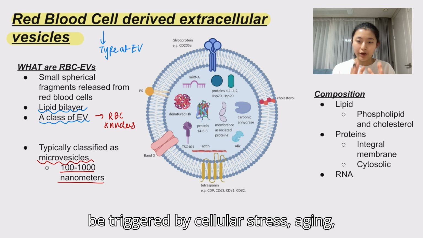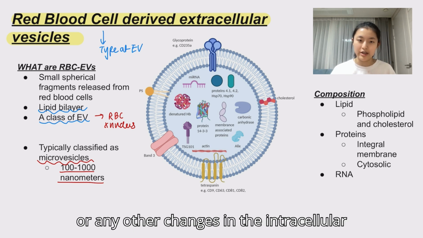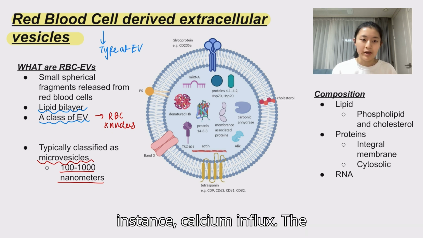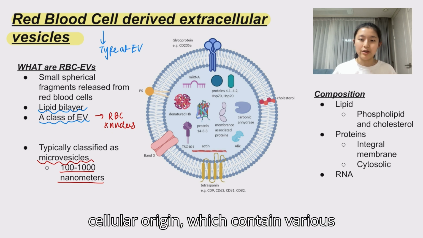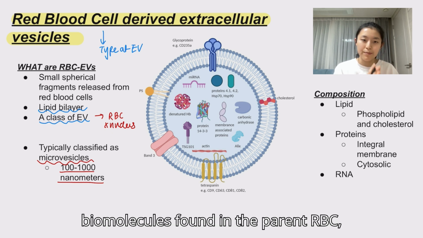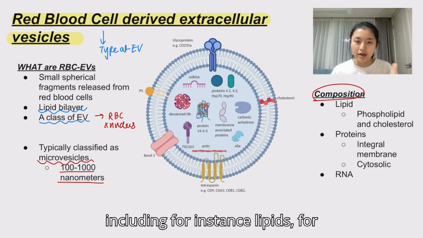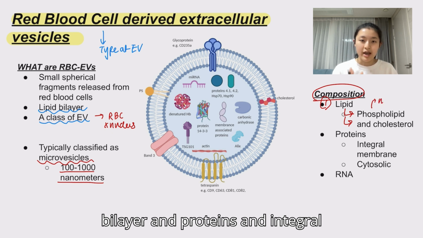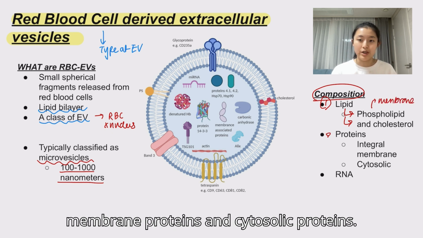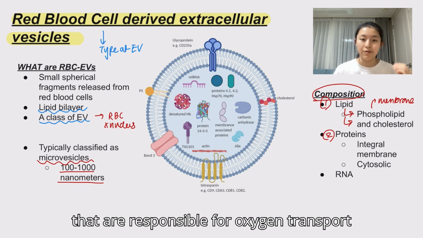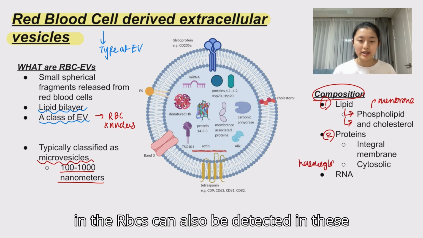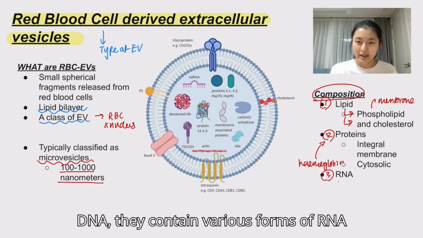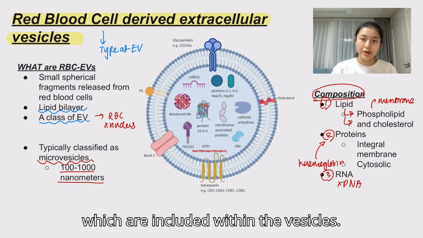Now, this process can be triggered by cellular stress, aging, or any other changes in the intracellular environment of the RBCs, such as, for instance, calcium influx. The composition of these EVs reflects their cellular origin, which contain various biomolecules found in the parent RBC, including lipids, for instance, phospholipids and cholesterol, which make up most of the vesicle's bilayer, and proteins, integral membrane proteins and cytosolic proteins. Hemoglobin, the protein responsible for oxygen transport in the RBCs, can also be detected in these vesicles. And besides that, RNA as well. While mature RBCs do not necessarily contain DNA, they contain various forms of RNA which are included within the vesicles.